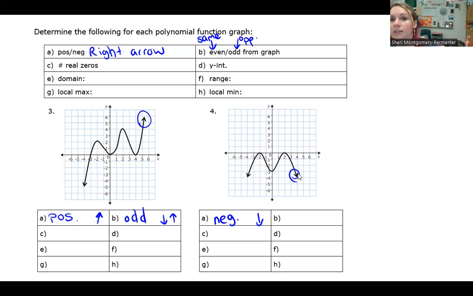Number 4, it looks like I have one pointing down and the other one is pointing down. So we would say even.